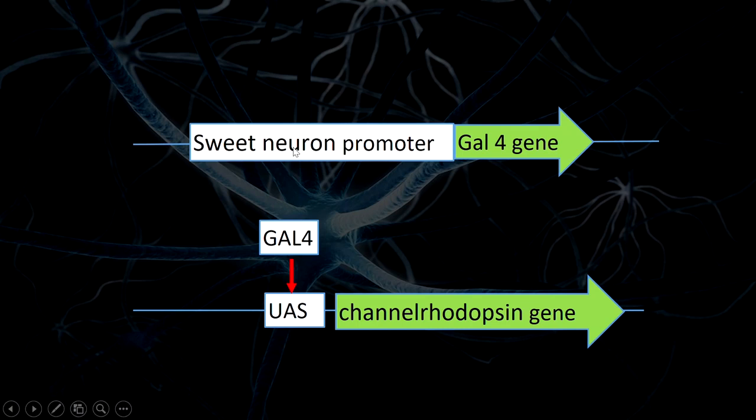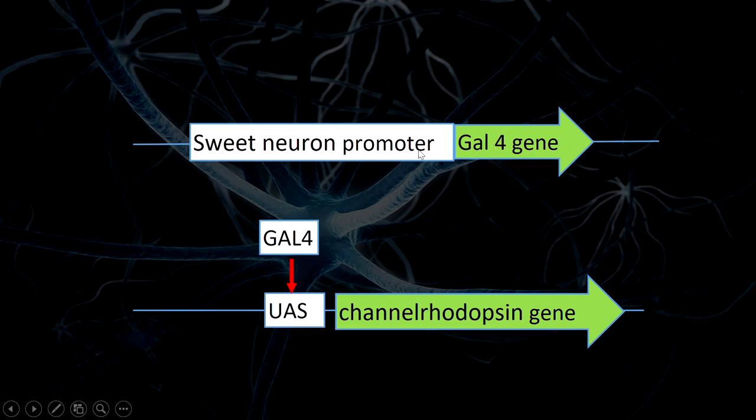If you have a sweet promoter here, driving a GAL4 gene, this whole thing has to be in one cell, right? Together within a cell, because GAL4 is pretty big. If you have this one in one cell and this one in another cell, the GAL4 won't be able to migrate to another cell to reach the UAS to activate that. So everything has to be in one single cell.